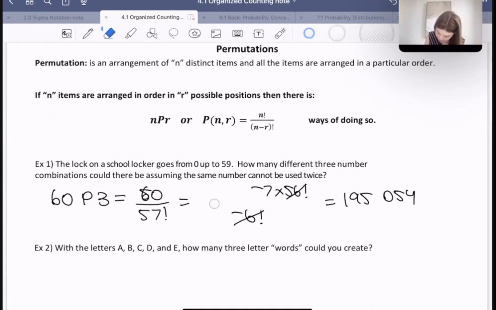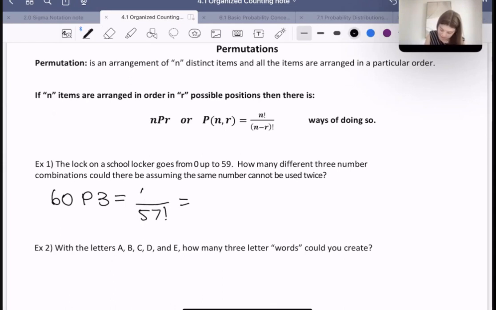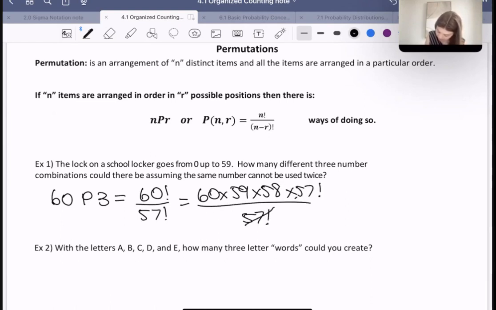So actually, my apologies. This would be slightly different here than what I was saying. So this would just be 60 times 59 times 58 times 57 factorial over 57 factorial. I'm going to leave that in there because I want to make a point about 0 also being a number, and I had forgotten that.